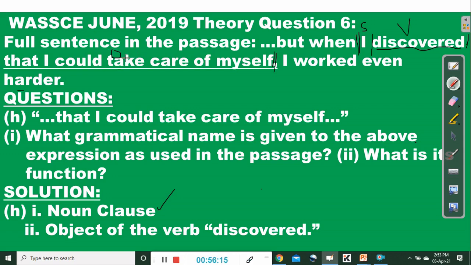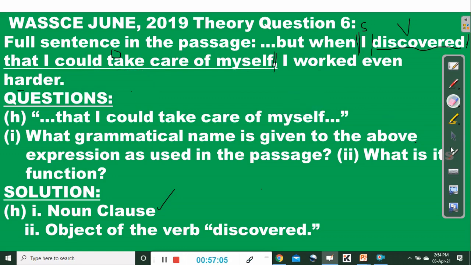Now, how do we know that this is not only the object, but it is certainly a noun? We can replace this with a single word, which is a noun. I discovered. Discovered what? I discovered myself. Myself can be there. I discovered something. Something can be there. I discovered some money. I discovered a theory. Anything that is a noun, or a noun phrase, can be there. And that is an object.